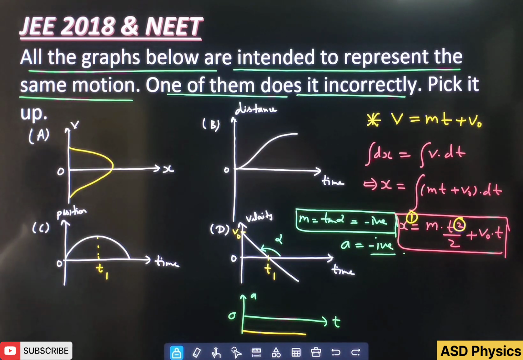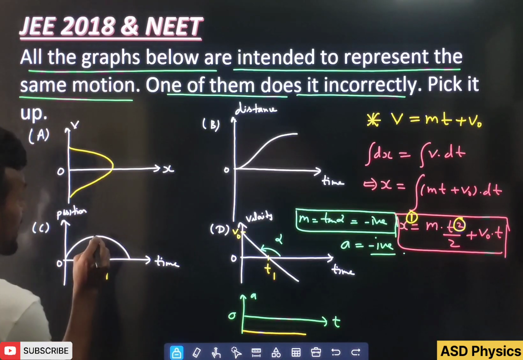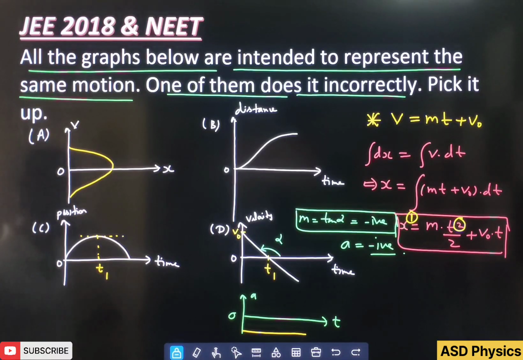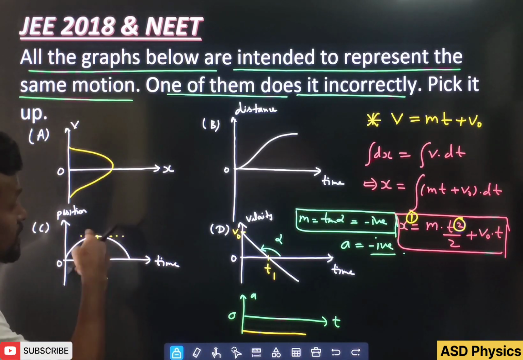Velocity is positive but keeps on decreasing. So here, students, if you see from the slope also, if you draw the tangent, you can see the slope is also keeps on decreasing. And at point t1, the velocity is 0, the line will be horizontal, the angle will be 0 degree, slope will be 0.